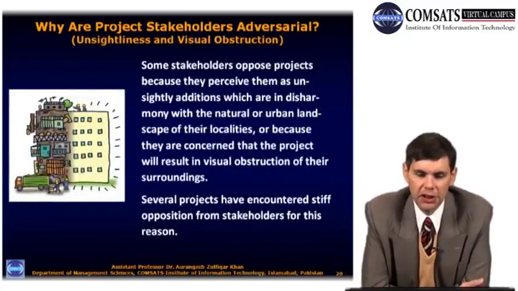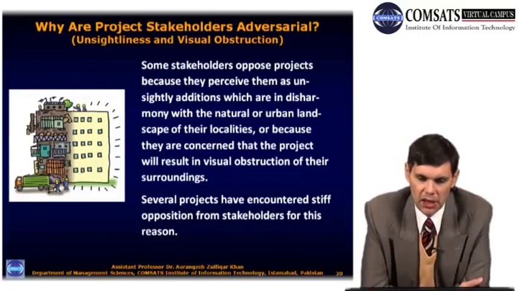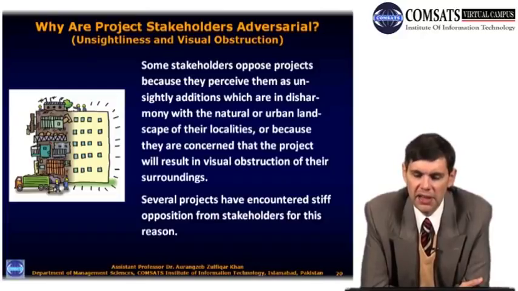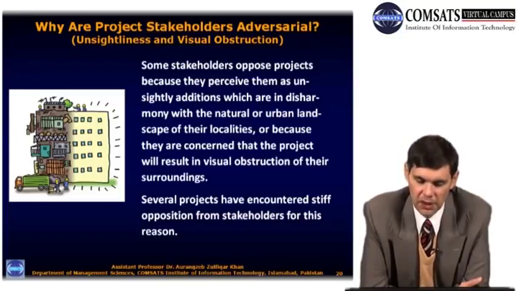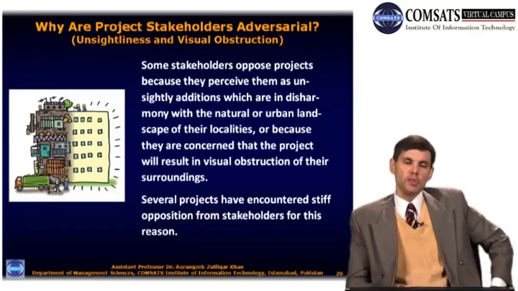Unsightliness and visual obstruction is another reason why stakeholders oppose projects. Some stakeholders oppose projects because they perceive them as unsightly additions which are in disharmony with the natural or urban landscape of their localities, or because they are concerned that the project will result in visual obstruction of their surroundings. And a lot of projects have been getting a lot of opposition from stakeholders because of this.